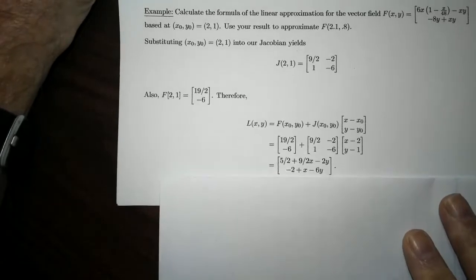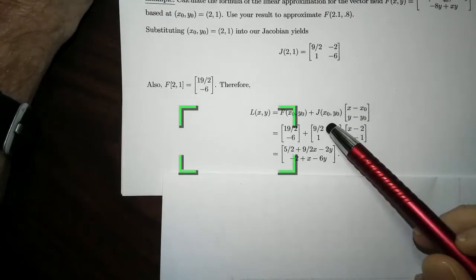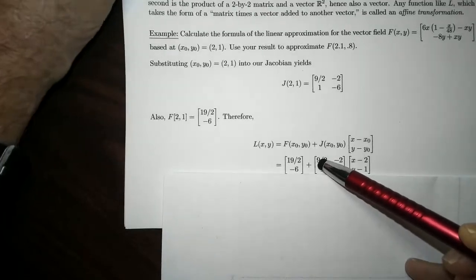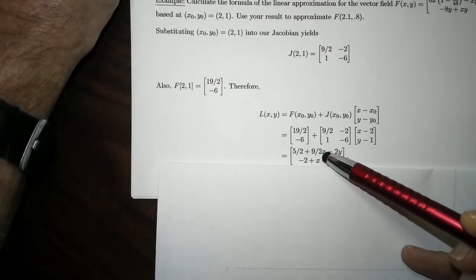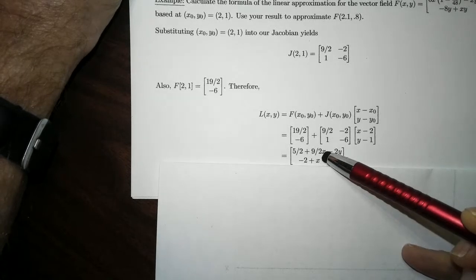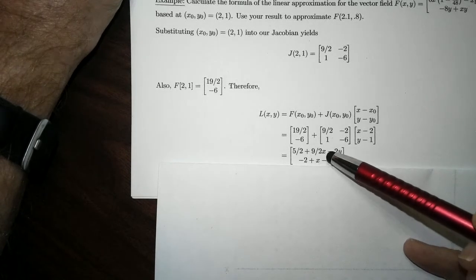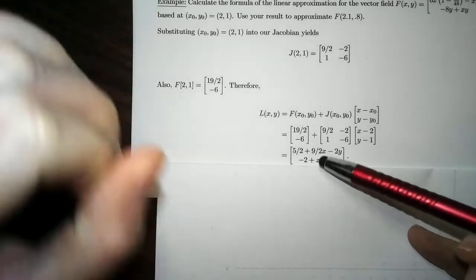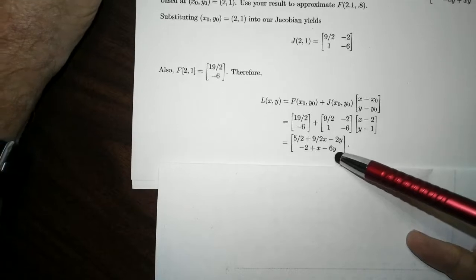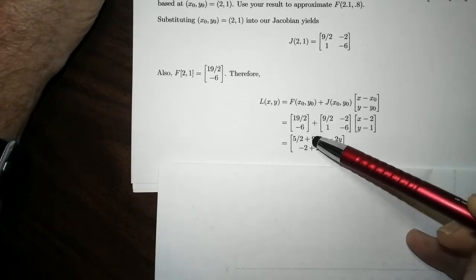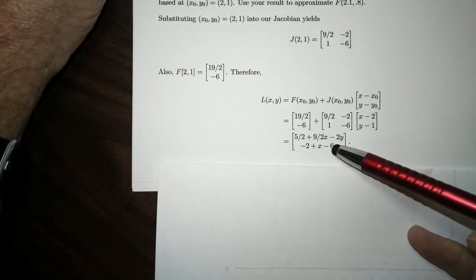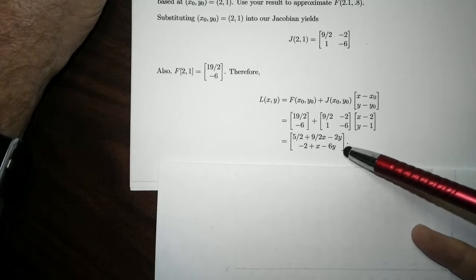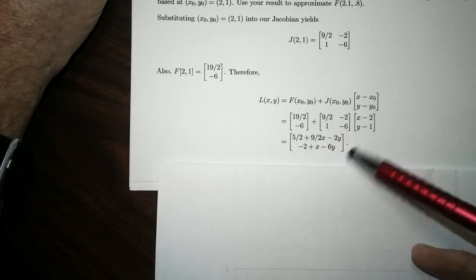Now I'm going to simplify this a little bit. I'm going to multiply this matrix times that vector. I'm going to add 9 halves. And what I get is the following. And let me check that. Yes, okay, good. So you notice how the top and the bottom components of the linearization are both linear in x and linear in y. Only x to the first, y to the first, no cross product terms. Okay, so that's our linearization.